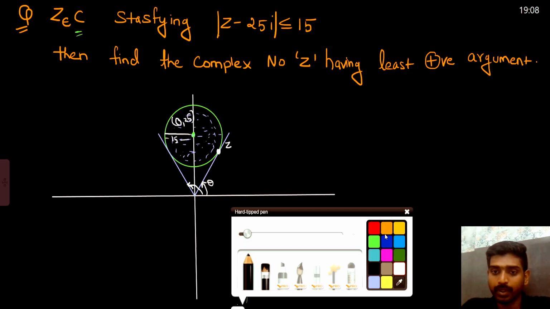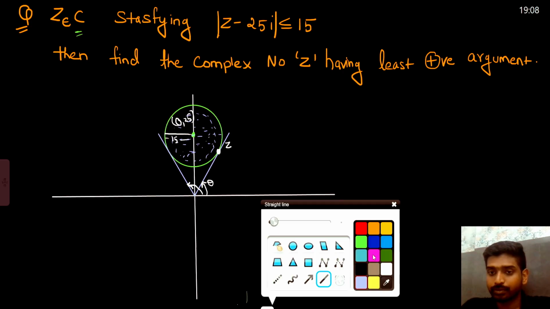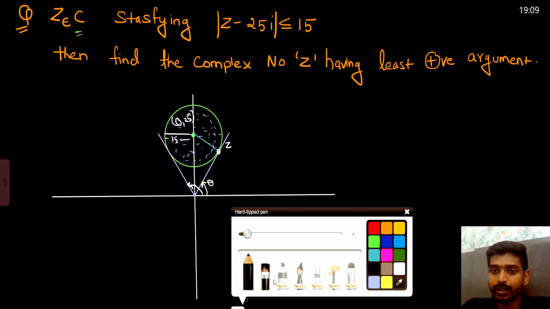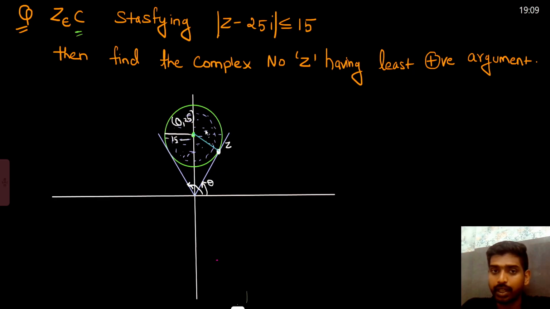Now next, how to find this? We will join the center of the circle and this line. Now tell me, what is the length of this blue line? The length of this blue line will be 15, right? Because the radius is 15. Now if this angle is theta, this angle is 90 minus theta. This angle is 90 because it is the angle between the radius and tangent. So 90 minus theta, 90, and this angle will be theta.